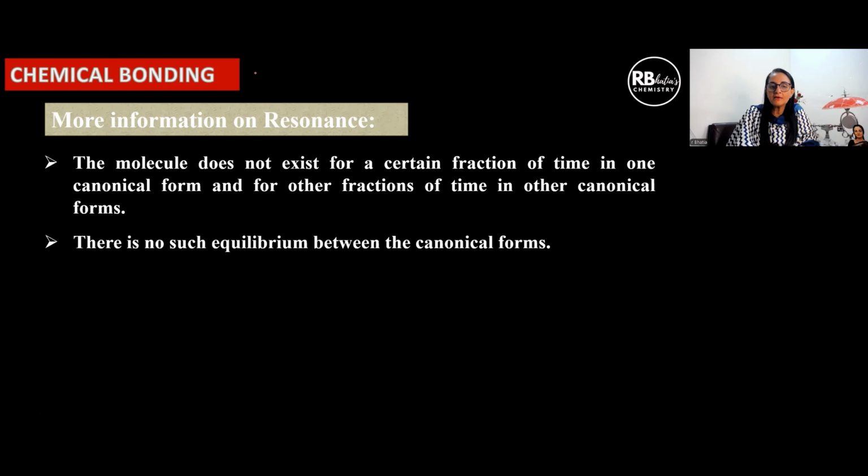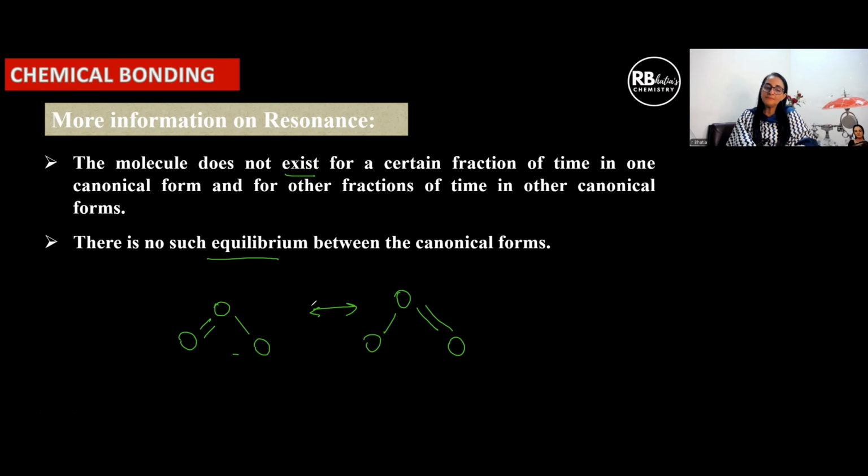And these facts are not correct. The molecule does not exist for a certain fraction of time in one form and other fractions of time in another canonical form. There is nothing like equilibrium. Neither are these two resonating forms isomers of each other. They are neither in equilibrium nor are they isomeric forms. These are simply hypothetical structures drawn to explain this real structure whose bond length is in between that of a single and double bond. Bond order is also in between that of a single and double bond.